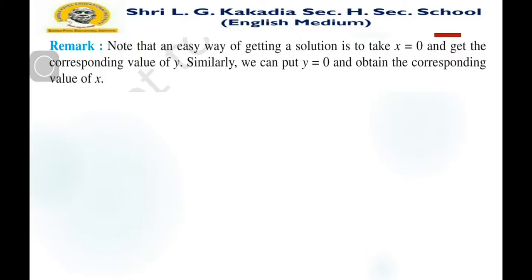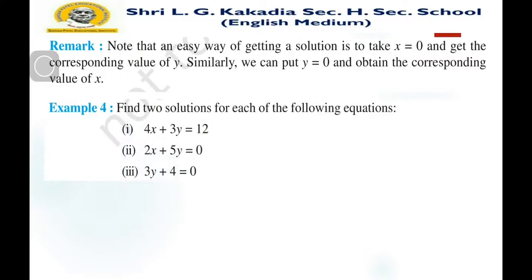Note that an easy way of getting a solution is to take x equal to 0 and get the corresponding value of y. Similarly, we can put y equal to 0 and obtain the corresponding value of x. If you want to find the solution of the given linear equation, the easy way is by putting x equal to 0 or y equal to 0, and we can find the values of x and y. Now let's find two solutions for each of the following equations.